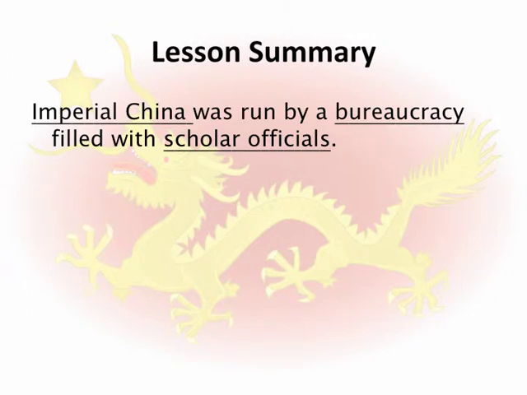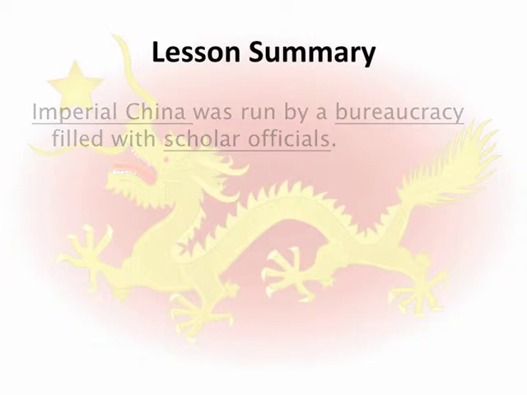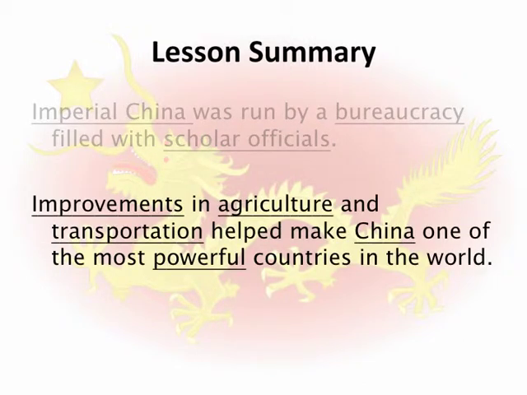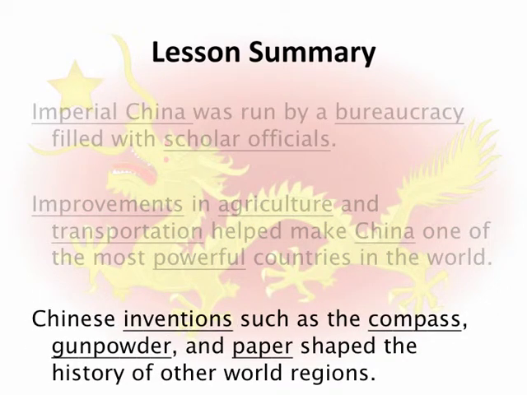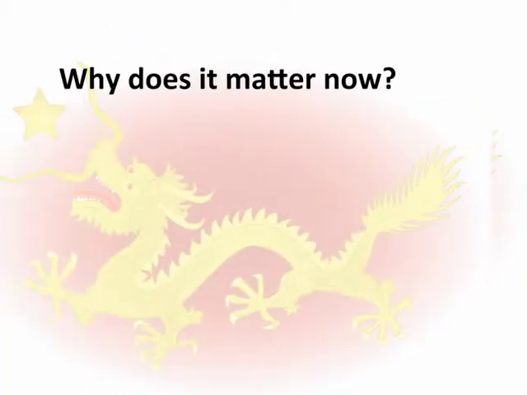So, lesson summary. Imperial China was run by a bureaucracy filled by scholar officials. In addition, improvements in agriculture and transportation helped make China one of the most powerful countries in the world. Chinese inventions such as the compass, gunpowder, and paper helped shape the history of other world regions.